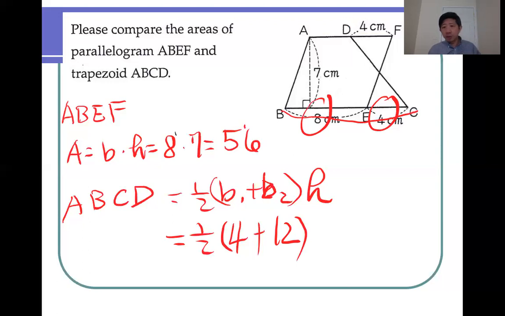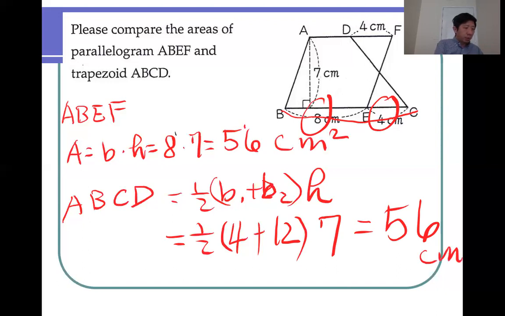Does that make sense? Now what about height? Height is 7, okay? So 1/2 base 1 plus base 2 times height. So therefore, we got a 56 for this, right? We both got a 56 centimeter square for this. All right.